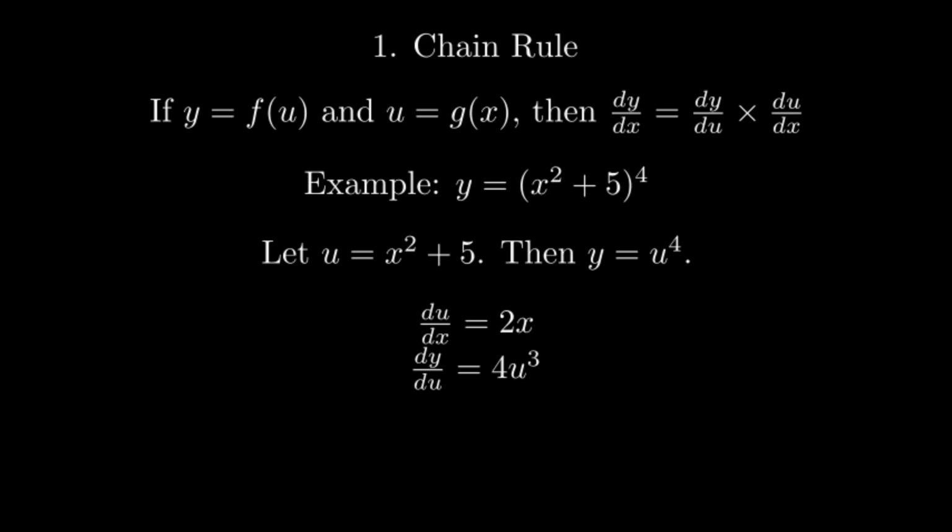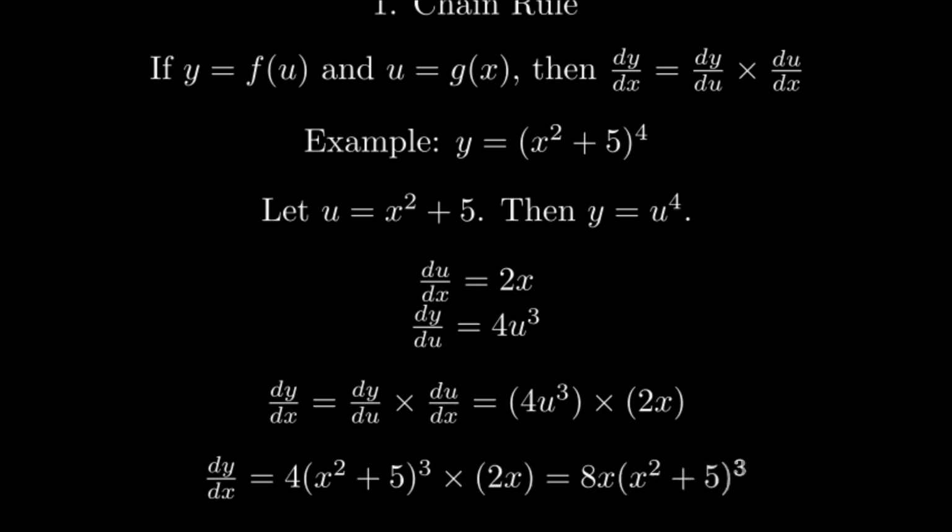Finally, we apply the chain rule by multiplying these two results together. So dy/dx equals dy/du times du/dx, which is 4u cubed times 2x. Our last step is to substitute the expression for u back in, so our final answer is in terms of x. Substituting x squared plus 5 back in for u, we get 4 times the quantity x squared plus 5 cubed, all times 2x. Simplifying gives us 8x times the quantity x squared plus 5 cubed.